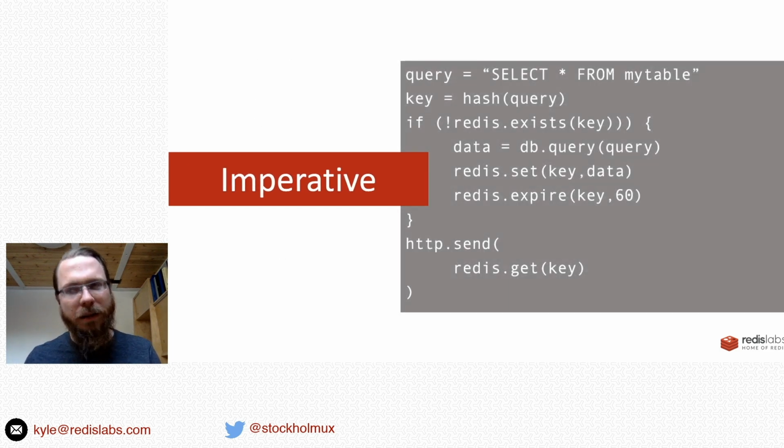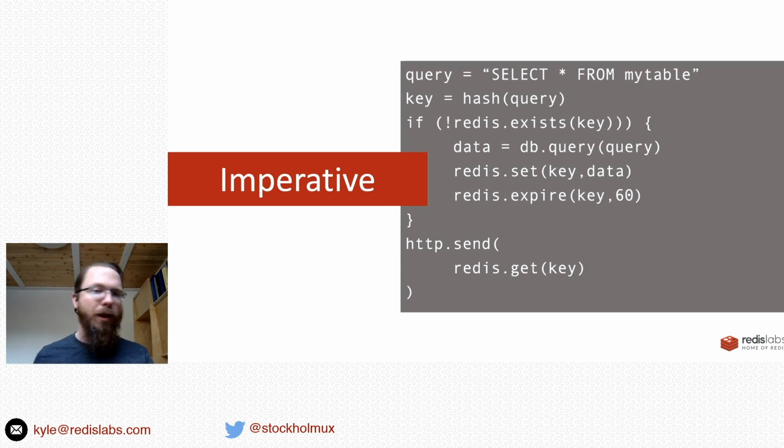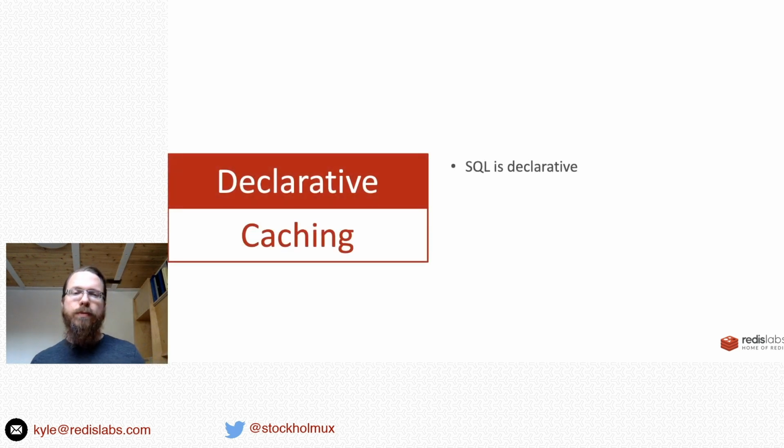Now, taking a look at imperative code, there is nothing wrong with any of this, but as you start building complexity in your application, it becomes a problem. So let's contrast this with declarative caching and where this comes from. So why would you do this?